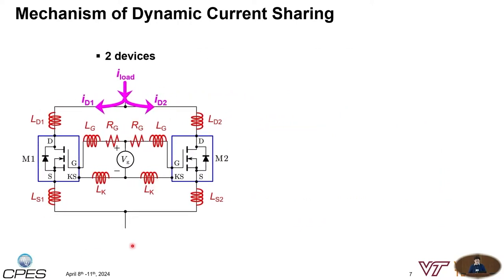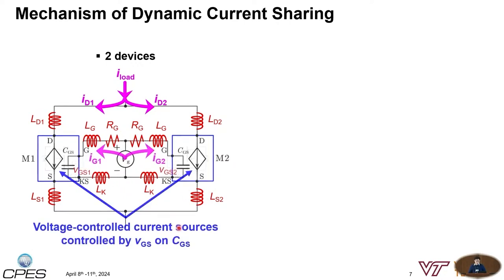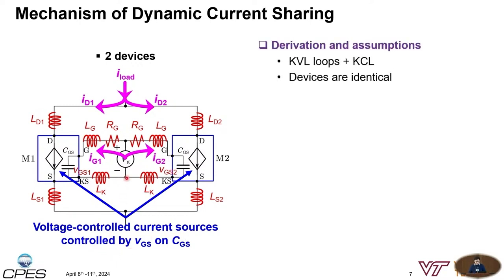For this circuit, since the MOSFETs are working in the saturation region during the switching transient, we can replace them with voltage-controlled current sources, which are controlled by the gate-source voltage on the gate-source capacitance, CGS. The gate-source capacitance is charged by the gate current IG. If we derive the equations by using simple KVL loops plus the KCL relationship, we have to make a very important assumption that the devices are all identical in our derivation.